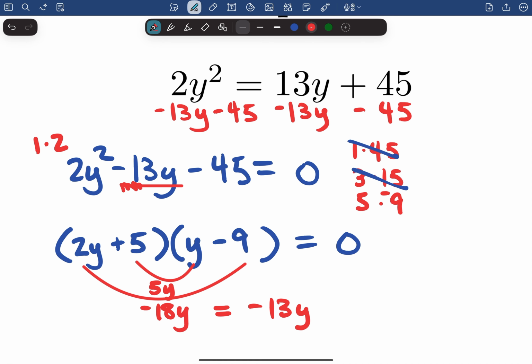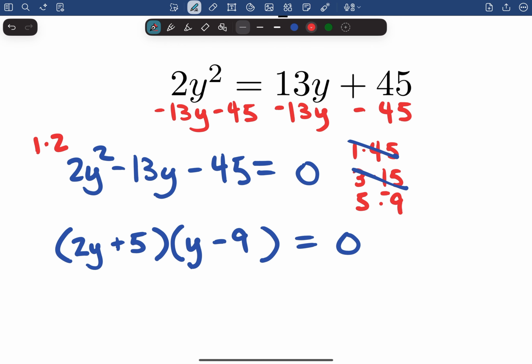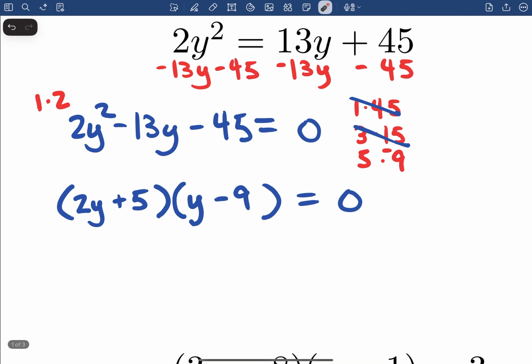And why did I factor it? Because now it's really easy to solve. We factor these expressions so that we can solve the resulting equation. So here I have factored this trinomial into this, and it all equals 0. And because it equals 0, I can use the zero product property.